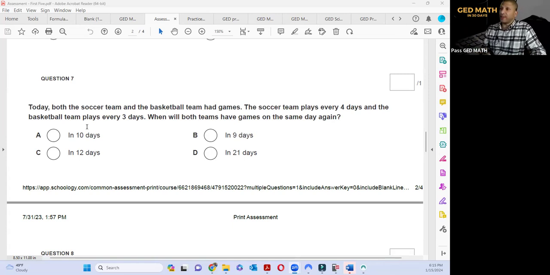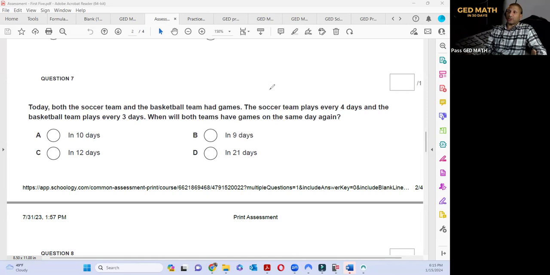This first one says today both the soccer team and the basketball team had games. The soccer team plays every 4 days, and the basketball team plays every 3 days. When will both teams have games on the same day? One of the common mistakes people make is they just multiply the two numbers together. That is not what we're doing, even though in this case it is the correct answer.